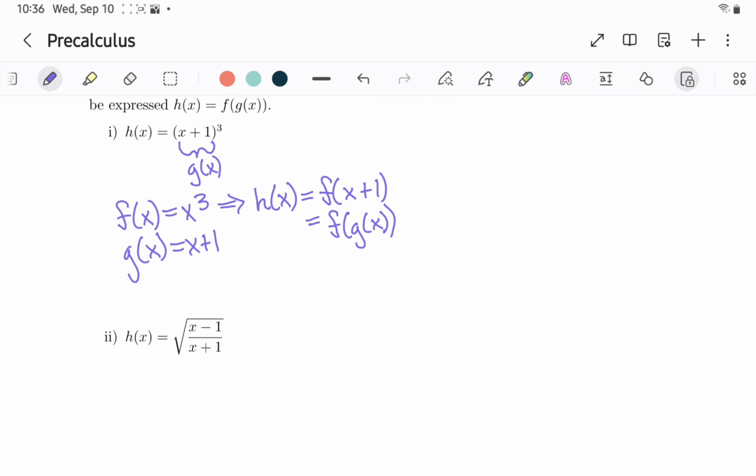Okay. For our next example, so we're still doing the same thing, except this time h of x is equal to the square root of x minus 1 over x plus 1. So since we have a square root here, how about we let f of x equal the square root of x? So f of x equals the square root of x. And so with this in mind, we can think of h of x as being equal to f of, and just looking at what we have under the square root here for h, f of x minus 1 over x plus 1. And so looking at what we have inside of f here, that's going to be what we want to make g of x.